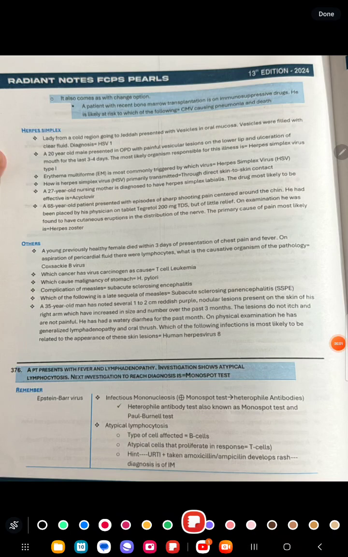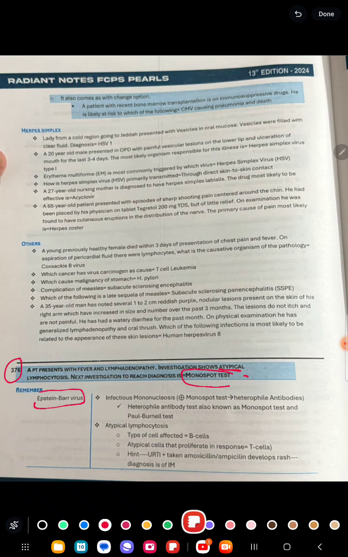Now we will be doing point number 376. A patient presented with fever and lymphadenopathy. Investigation shows atypical lymphocytosis. The next investigation to reach the diagnosis is the monospot test. Clear?